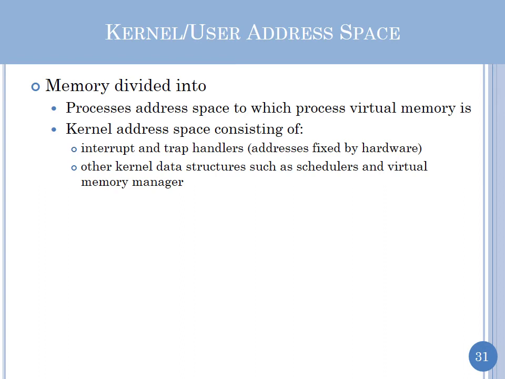And address space is divided into process address space and kernel address space. Kernel address space consists of interrupt and trap handlers and other kernel data structures such as the queues that we were talking about, schedulers, virtual memory manager, and so forth.